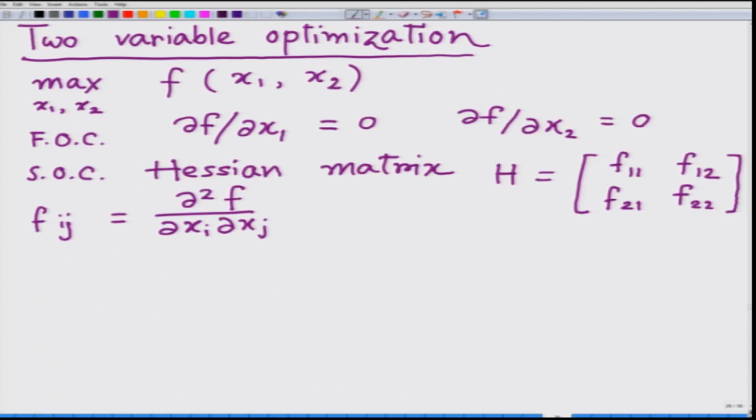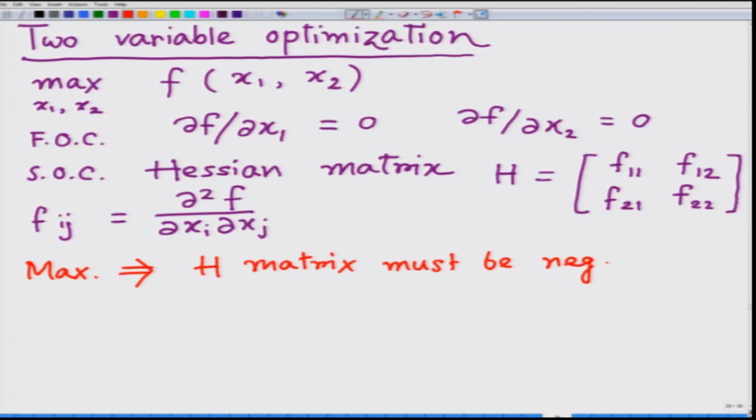Now, again there can be two types of problems, one maximization and one minimization. So, we have started with the maximization problem. Let us look at the second order condition for the maximization case. For a maximization problem, the Hessian matrix must be negative semi definite.